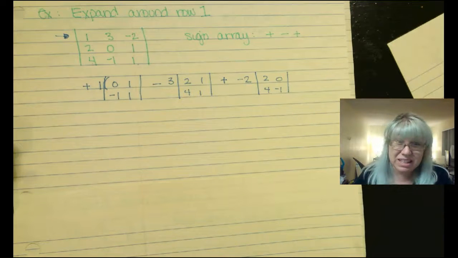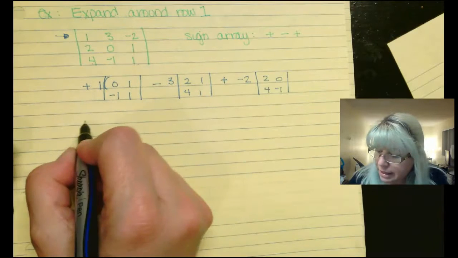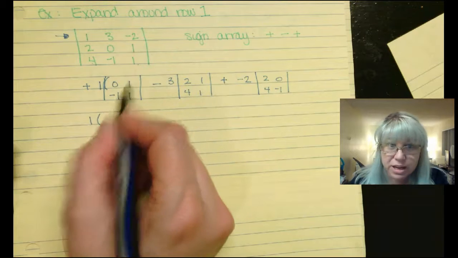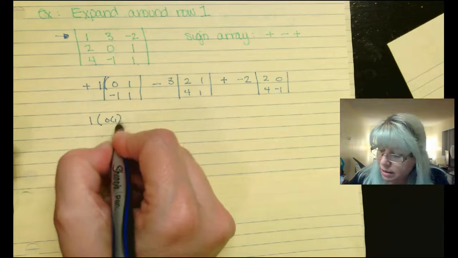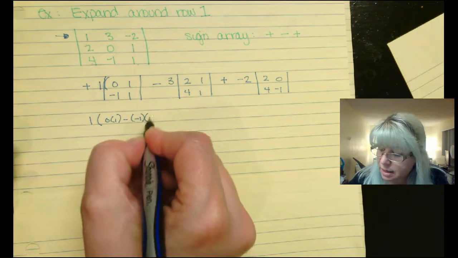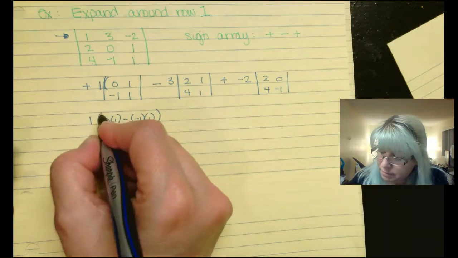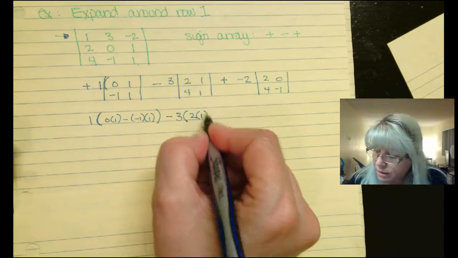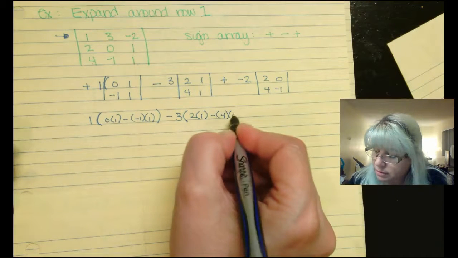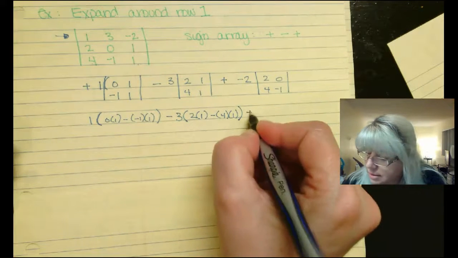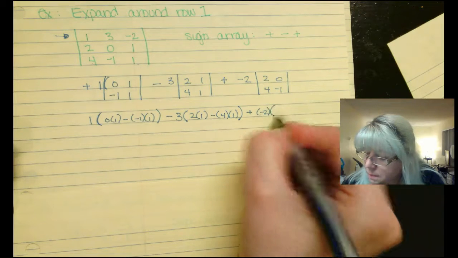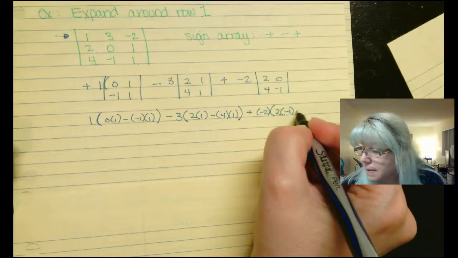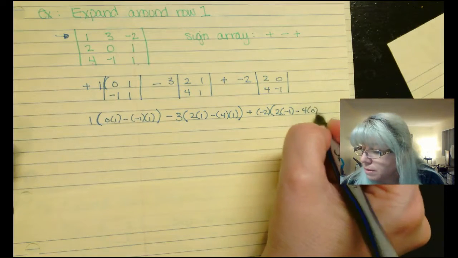Now we just have to figure out these determinants. Right, it's going to be 1 times, remember the diagonals, minus the other diagonal. 0 times 1 minus negative 1 times 1. Minus 3 times 2 times 1 minus 4 times 1 plus negative 2 times 2 times negative 1 minus 4 times 0.